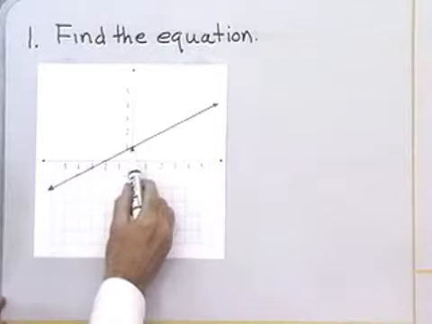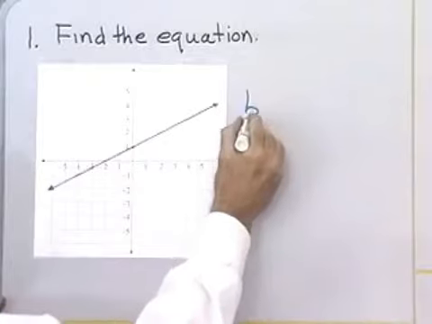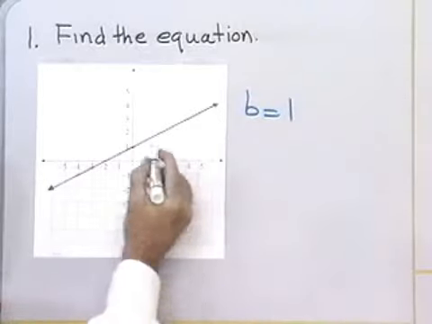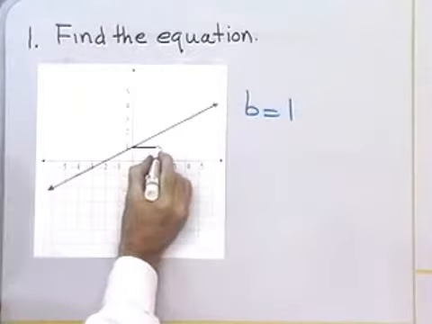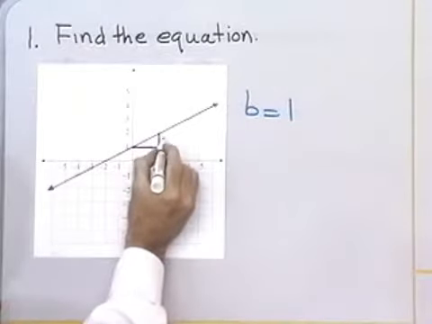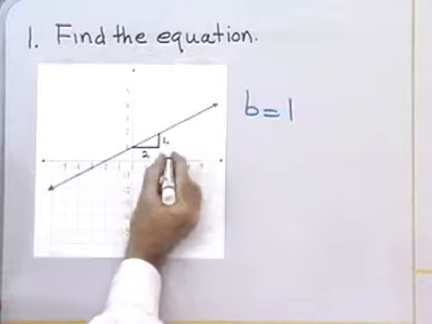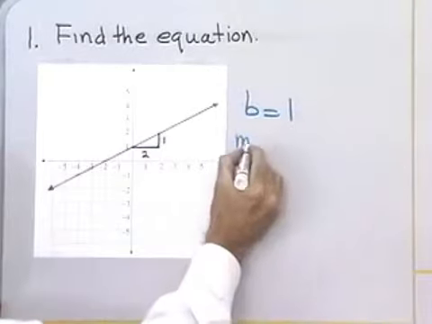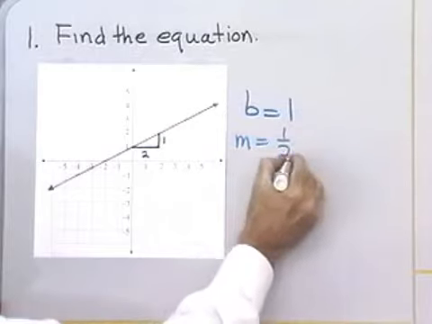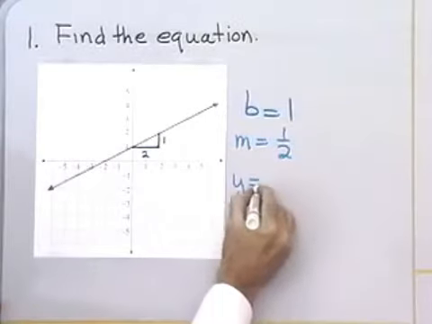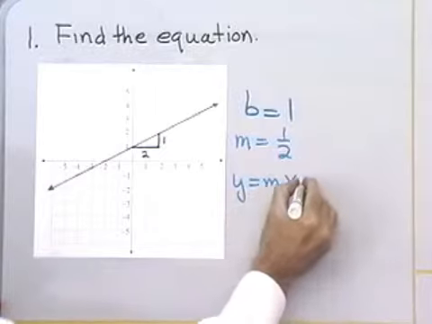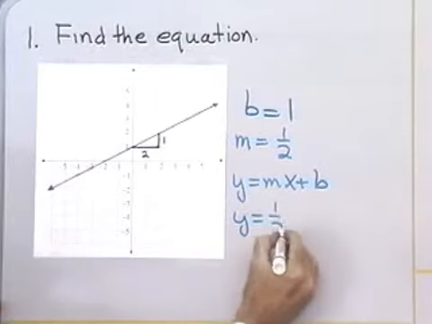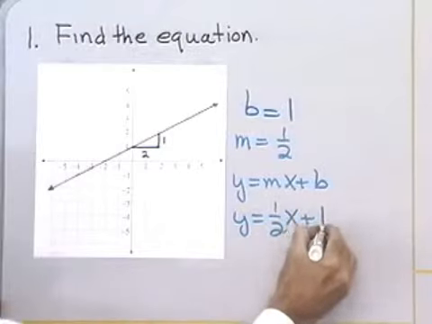I notice that the y-intercept is 1, so I'm going to say that b is equal to 1, and then I'll just look for the slope. And I see that a run of 2 is always accompanied by a rise of 1. So the rise of 1 accompanied by a run of 2, so m will be equal to 1/2. I know the equation of any straight line can be written as y equals mx plus b, so this line must be y equals 1/2 x plus 1.